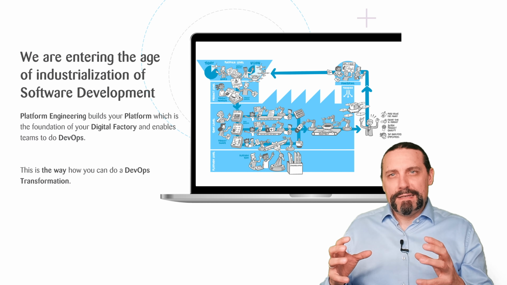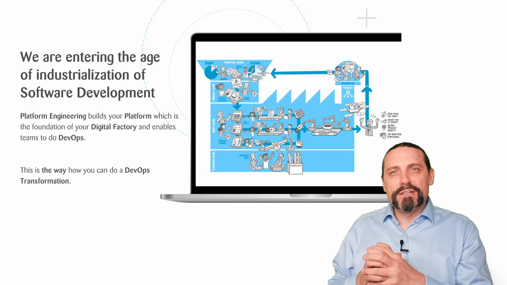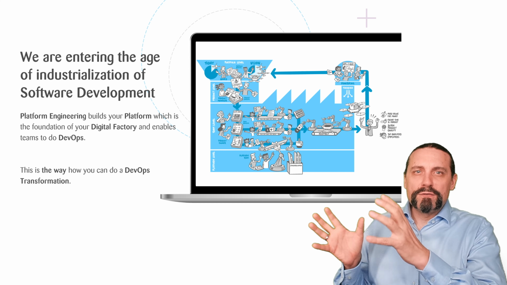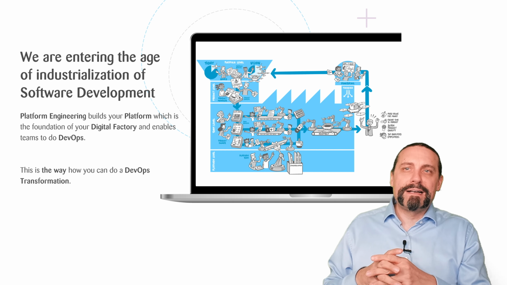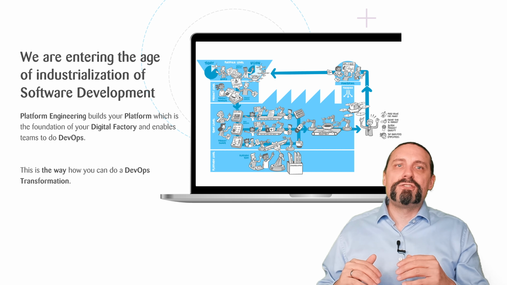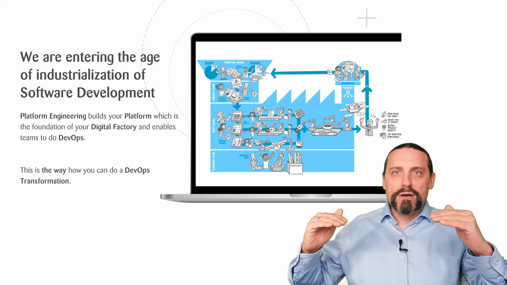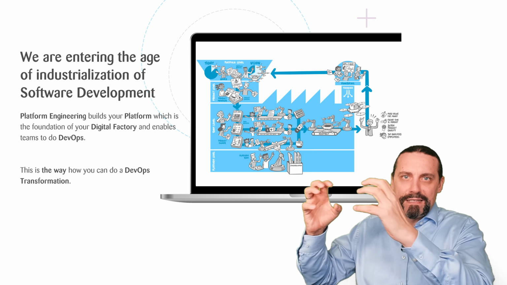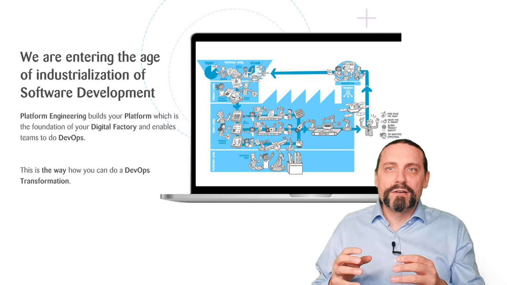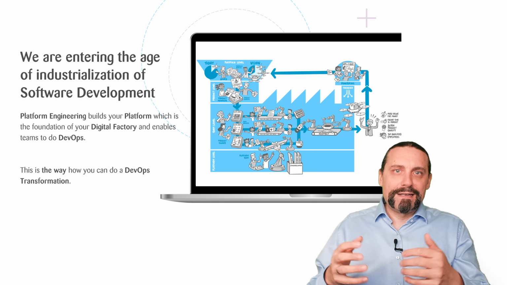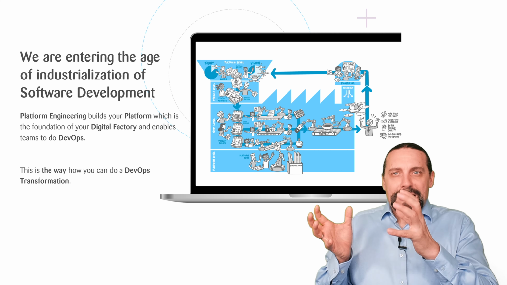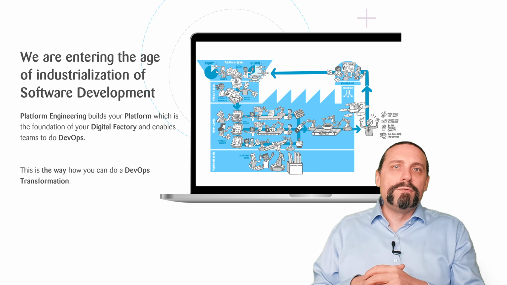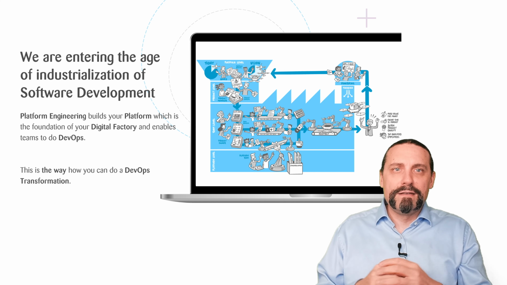You can clearly see that we are entering the age of industrialization of software development. Companies want to build up these digital factories where the platform engineering is the foundation of your digital factory, which builds the platform, which is then used by your product teams, which then can do DevOps. And this is the way how you can do a DevOps transformation in your company.